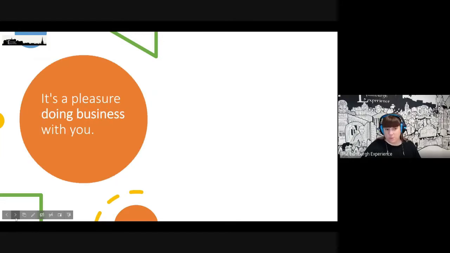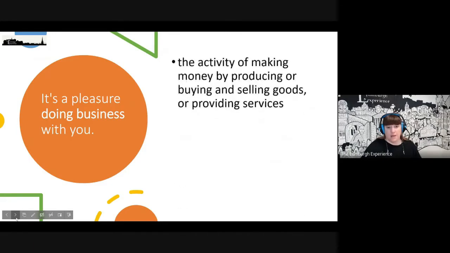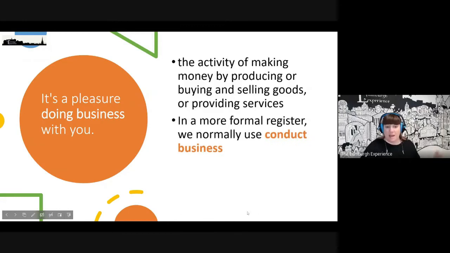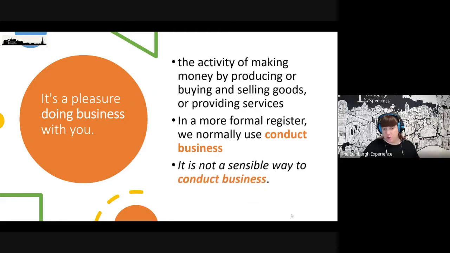Okay, the next one, guys, was it's a pleasure doing business with you. So if I do business, that's just the activity of making money by producing or buying or selling goods or providing services. Yeah. In a more formal register, the collocation is more commonly used with conduct business rather than do business. Yeah. So it's not a sensible way to conduct business. If I was writing an email to a client or if I was meeting a client in person, I would use this one over here. Okay. It's a pleasure doing business with you.